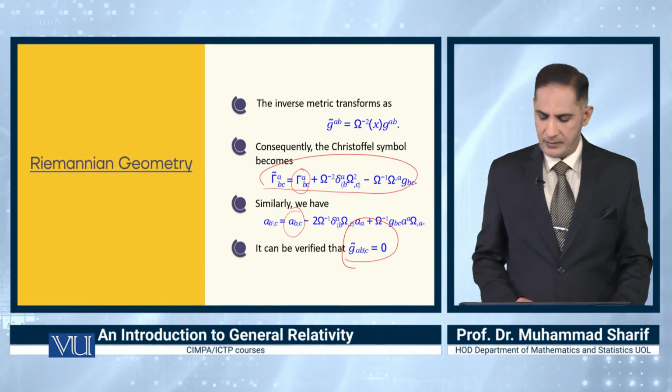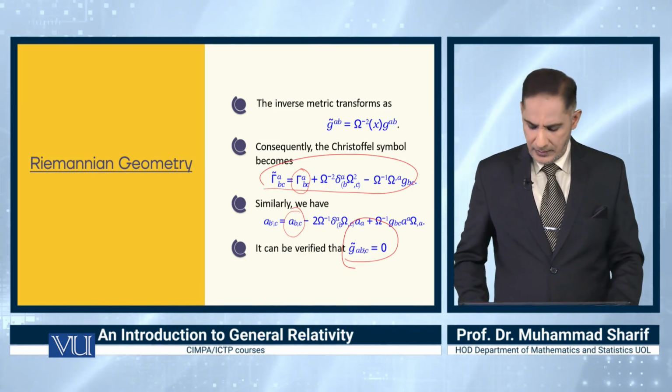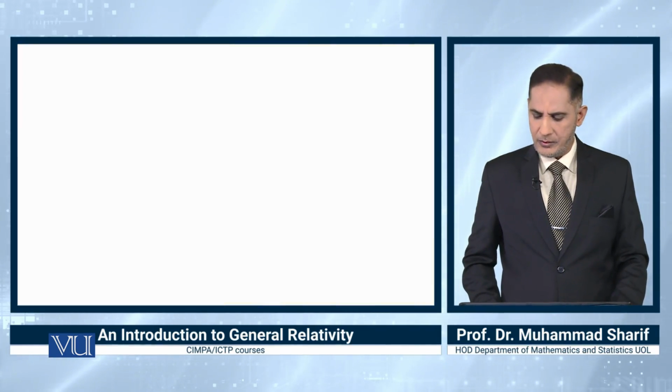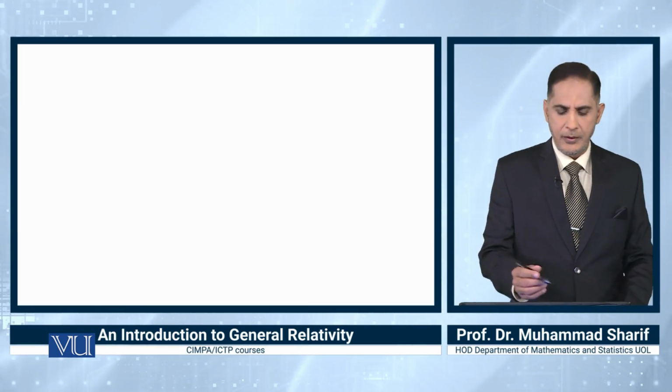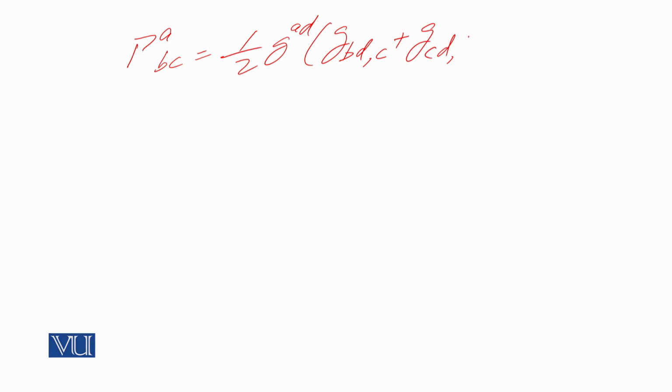So, in this sense, this can be proved in some simple steps, but I am going to calculate the Christoffel symbol, which is important. Okay, you know that this is the general formula of the Christoffel symbol: Γ^A_BC = 1/2 g^AD (g_BD,C + g_CD,B − g_BC,D). So, this is the general formula.